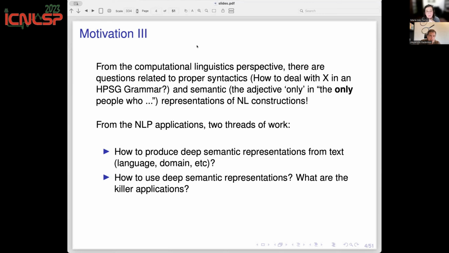What would be the best semantics for that kind of adjective? From the NLP applications, the more practical point of view, we have threads of work about, first, how to produce good semantic representations that can be useful for different applications and domains. Or we also have questions about, okay, what is their usability, right? What is a good representation and why is it good for a particular application? What are the killer applications that can use semantic representations?